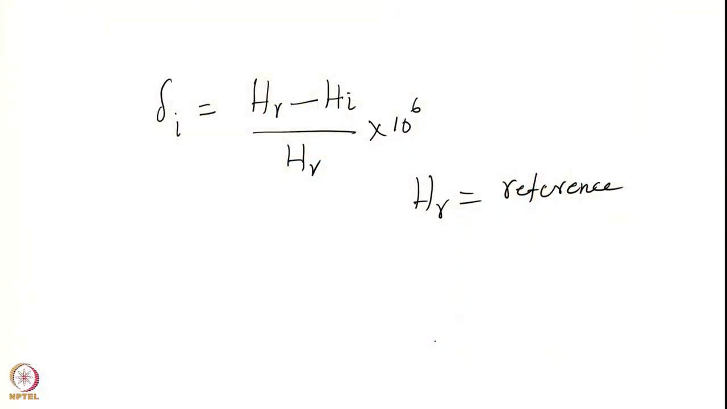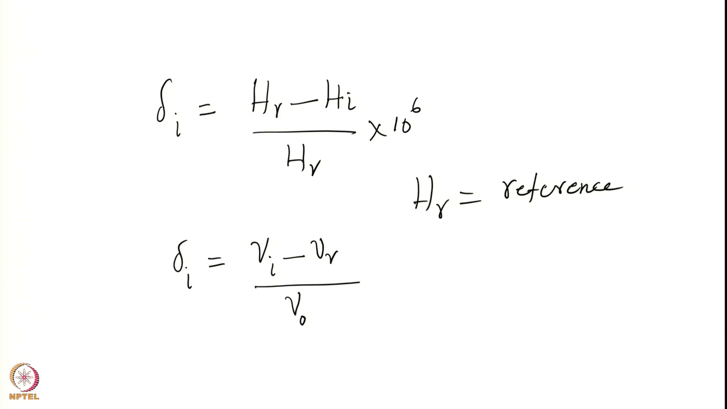Now also, what is the magnitude of this? You can see that we can also write this in terms of frequencies. Delta I is equal to nu I minus nu R, where nu is the frequency, divided by, now what I will do, I will replace this HR by nu naught. Why? Because nu R and nu naught are very, very close.